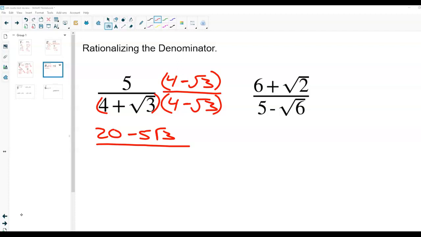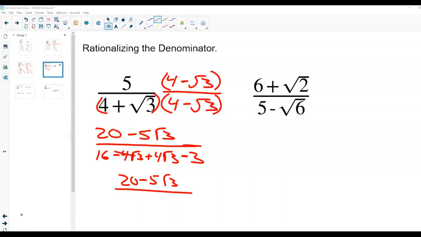The bottom is foiling. 4 times 4 is 16. Minus 4 root 3 plus 4 root 3. And then root 3 times a negative root 3 is minus 3. And the middle terms will always cancel. So this answer is 20 minus 5 root 3. With these canceling, 16 minus 3 is 13. We have to leave the denominator as one number.